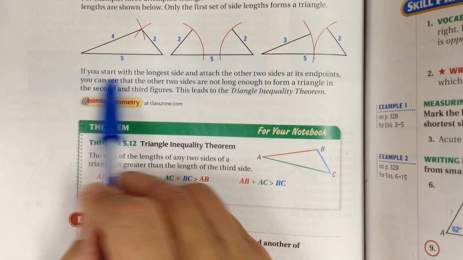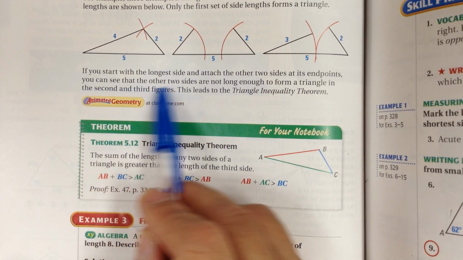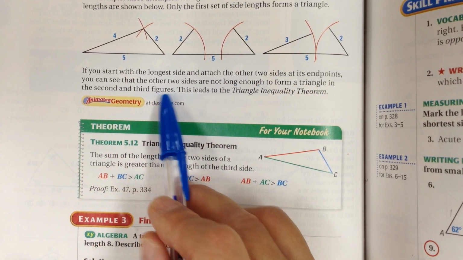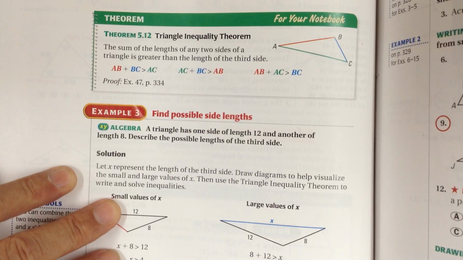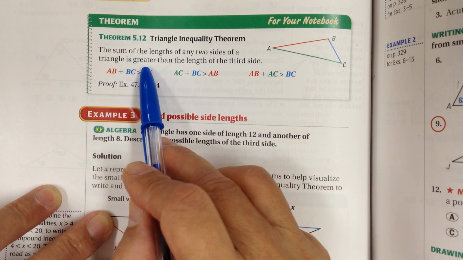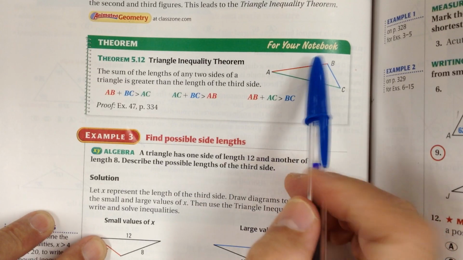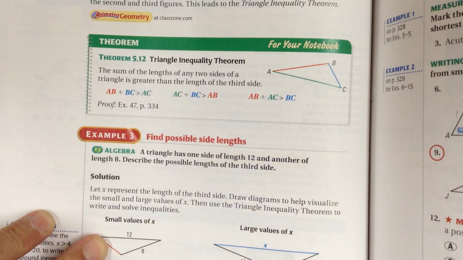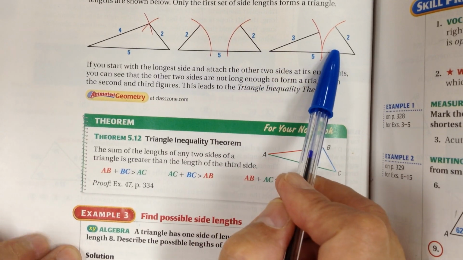So if you start with the longer side and attach the other two sides at the endpoints, you can see that the other two sides are not long enough to form a triangle in the second and the third figure. This leads to the triangle inequality theorem. What this theorem says is that the sum of the lengths of any two sides of a triangle is greater than the length of the third side. So again, if you have a triangle, then any two sides must add up to more than the other side. If not, then you're going to end up with this situation or this situation.